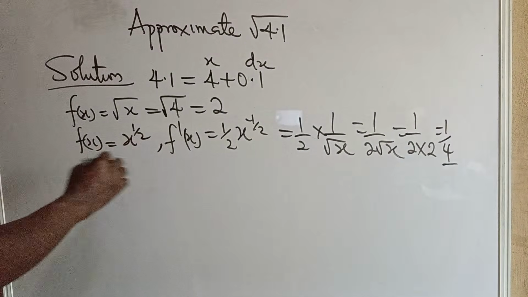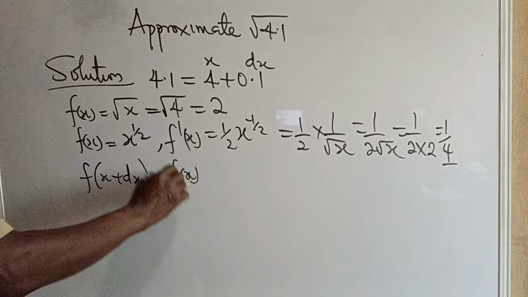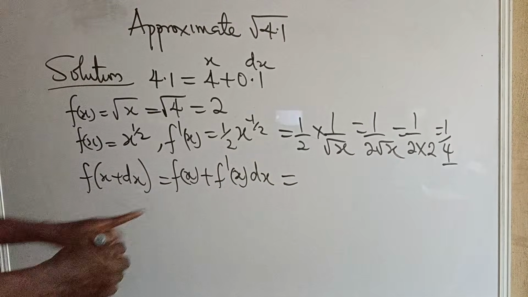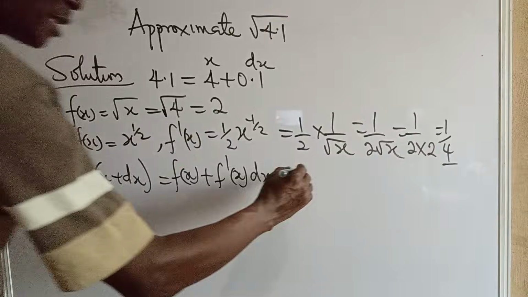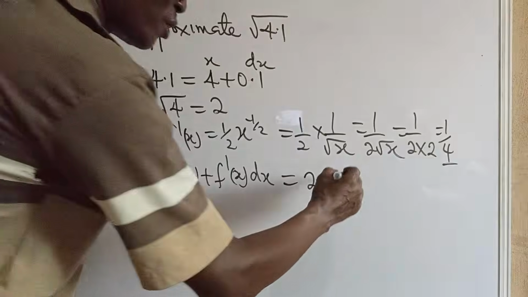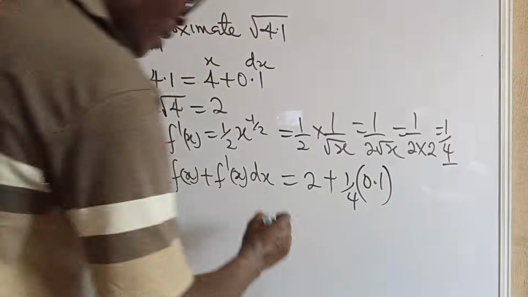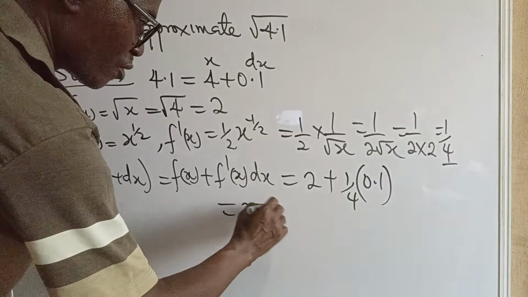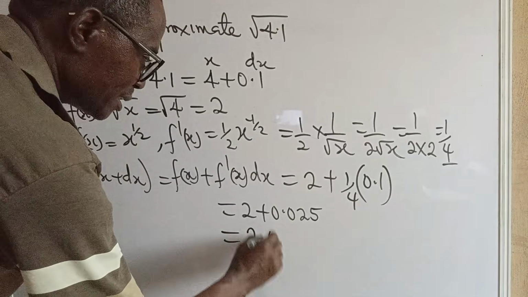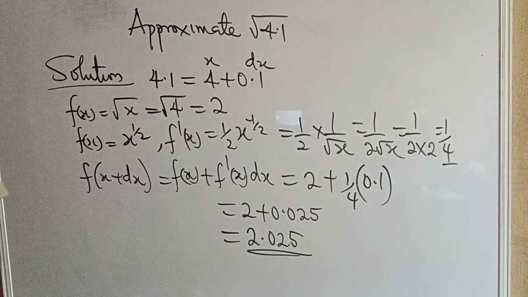Beautiful. Now, using our formula, f of x plus dx will now be f of x plus f prime of x multiplied by dx. That's the formula. And what is our f of x in value now? 2. That is 2 plus our f prime of x, which we end up getting 1 over 4, then multiply by dx. Our dx is 0.1. So that would be 2 plus 0.025. So by the time you add this together, you have 2.025. So the approximated value of square root of 4.1 is 2.025.